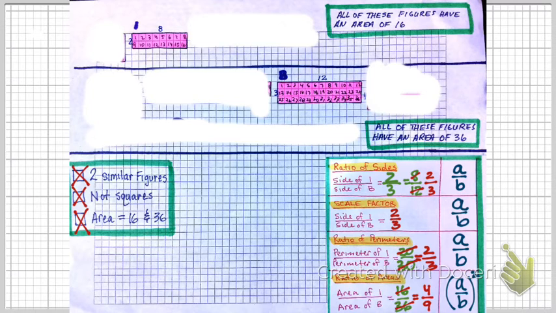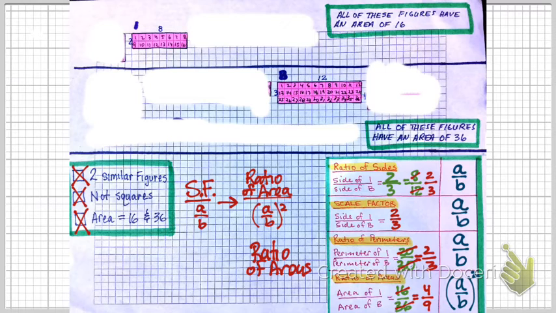So this is the nuts and bolts of how this exactly works. If you know the scale factor and you want to know the ratio of the areas, then you take the scale factor and you square it. In our problem, we knew the ratio of the areas, and we wanted to find the scale factor.